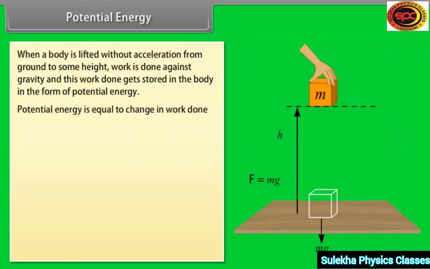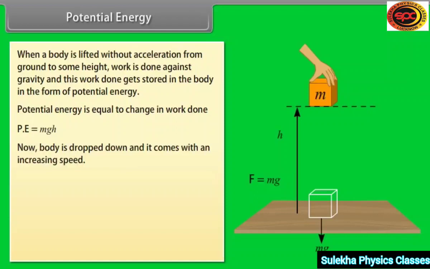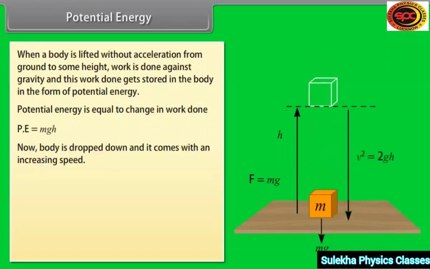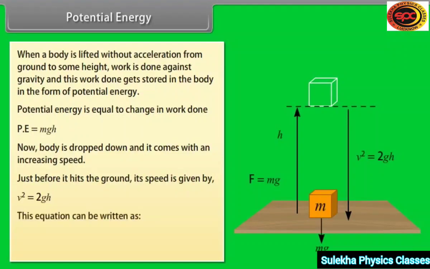Potential energy is equal to the work done. So, potential energy is equal to mgh. Now, the body is dropped down and it comes down with increasing speed. Just before it hits the ground, its speed is given by v square is equal to 2gh. This equation can be written as half mv square is equal to mgh.